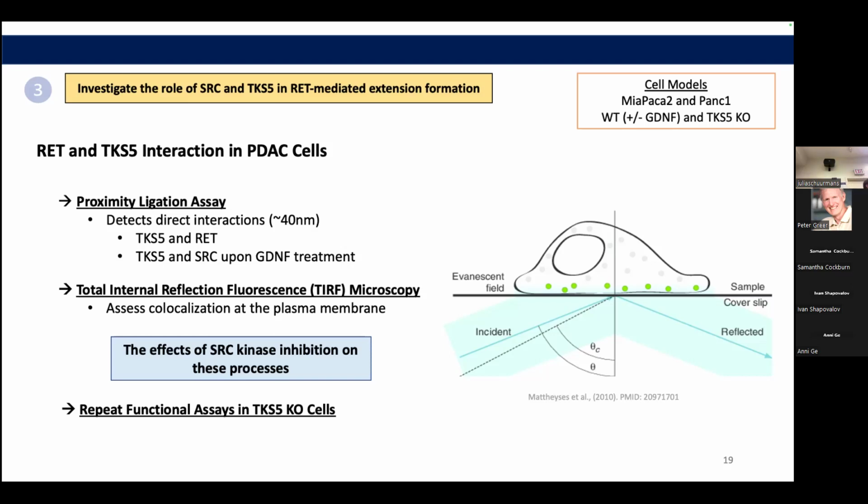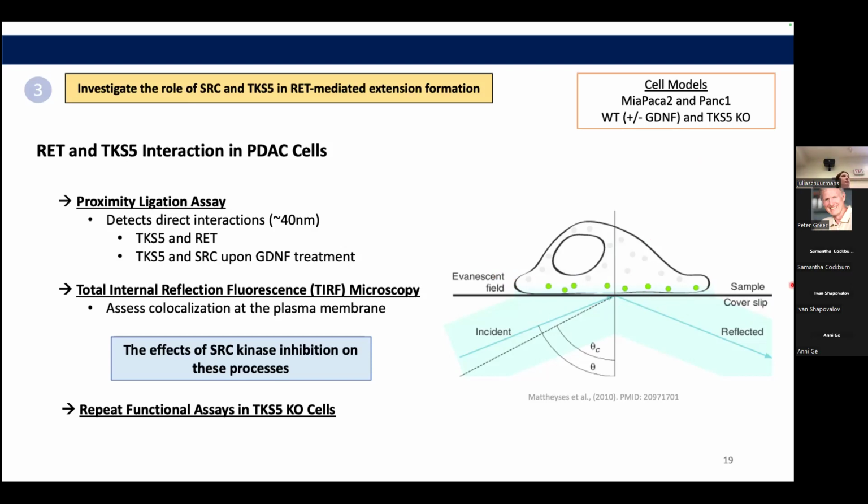We'll also hopefully use total internal reflection fluorescence microscopy, or TIRF, which assesses colocalization, but specifically at the plasma membrane. Here you can plate the cells on a collagen-coated coverslip and use a laser that comes in at an angle and only excites the fluorophores that are near the cell membrane. Then we can look at the effects of SRC kinase inhibitors on this process. If we add a SRC kinase inhibitor, does that abolish the colocalization of RET with TKS5 at the cell membrane?